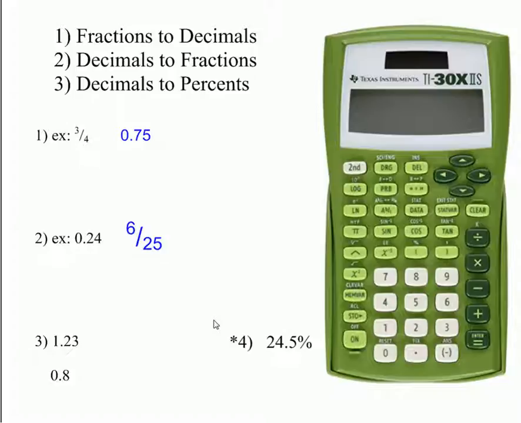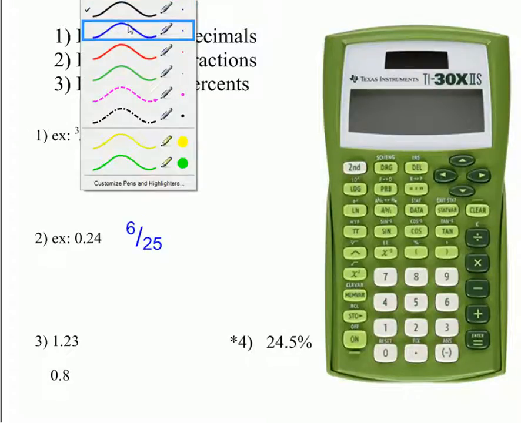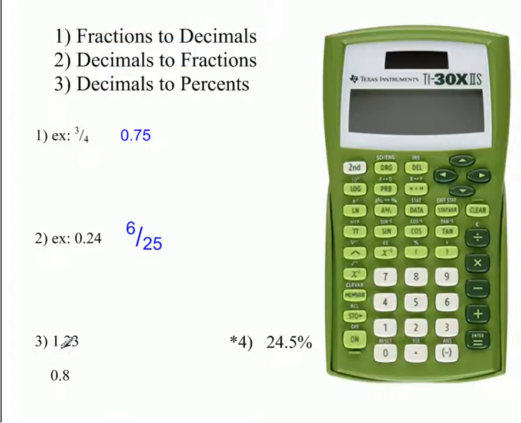My final example is turning decimals into percents. You don't even need your calculator for this, so you're just going to get your pencil out, and you're going to take a decimal, and you're going to move the decimal point 2 spots to the right. Why 2? Well, 100, which is what percents are based on, in order to change a decimal to a percent, what you're actually doing is multiplying by 100.